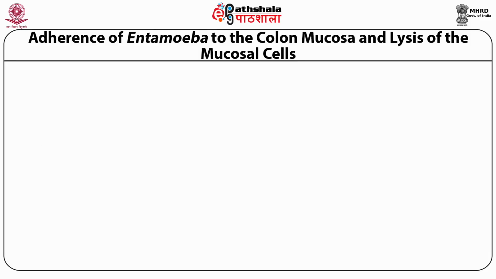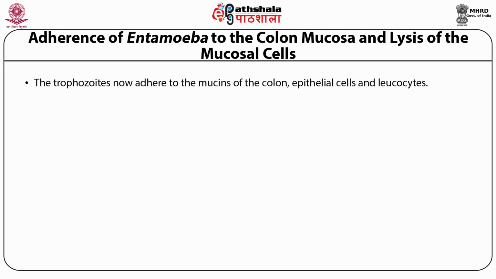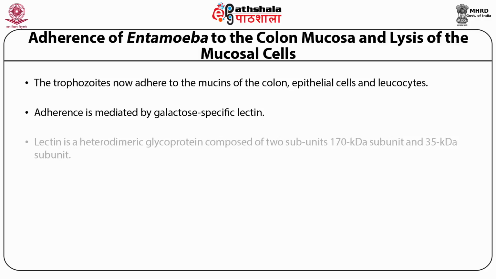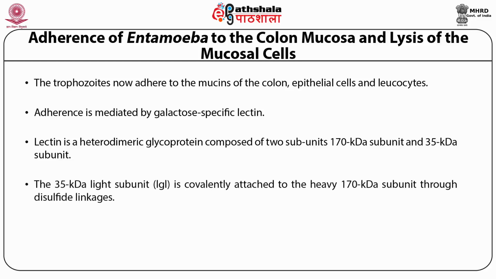The next factor is adherence of Entamoeba to the colon mucosa and lysis of the mucosal cells. The trophozoites now adhere to the mucins of the colon, epithelial cells and leukocytes. Adherence is mediated by galactose-specific lectin. Lectin is a heterodimeric glycoprotein composed of 2 subunits, 170 kDa subunit and 35 kDa subunit. The 35 light subunit is covalently attached to the heavy 170 subunit through disulfide linkages.